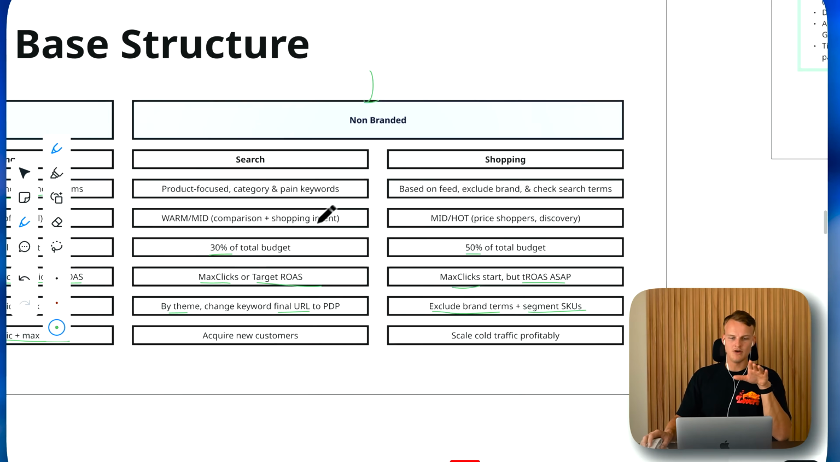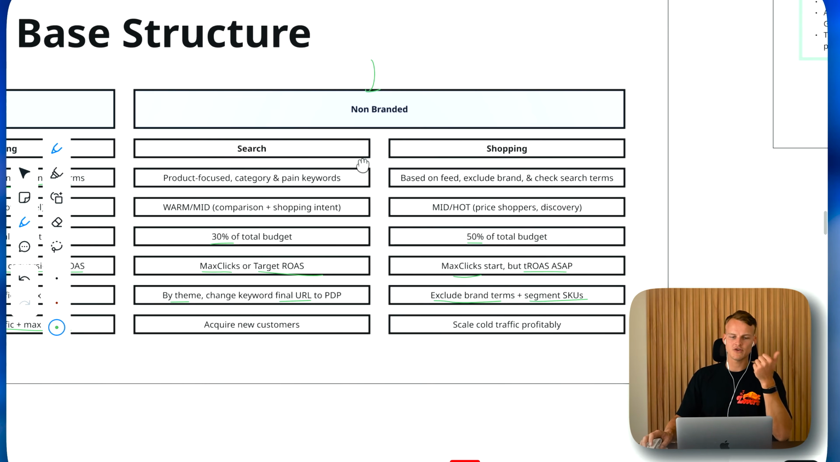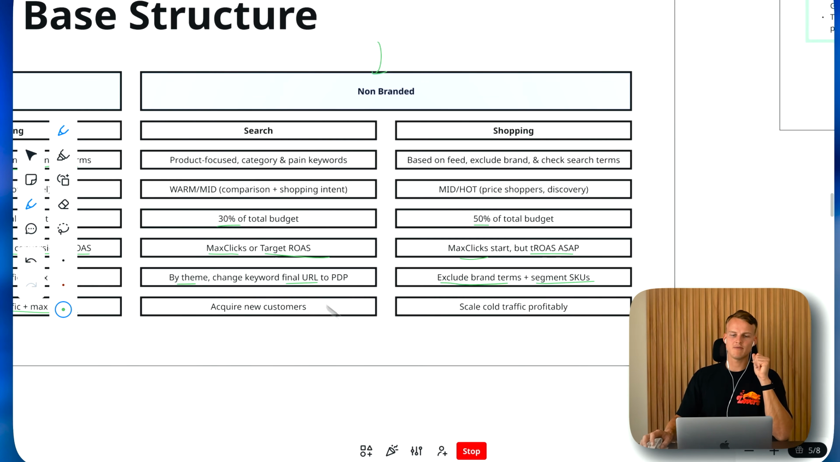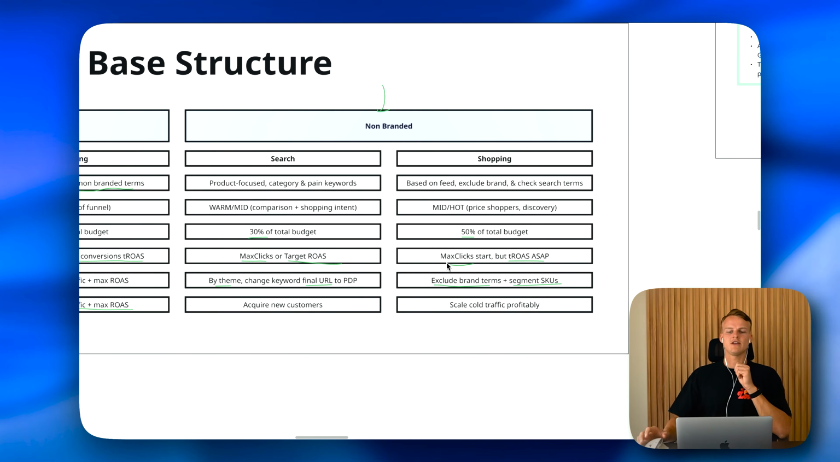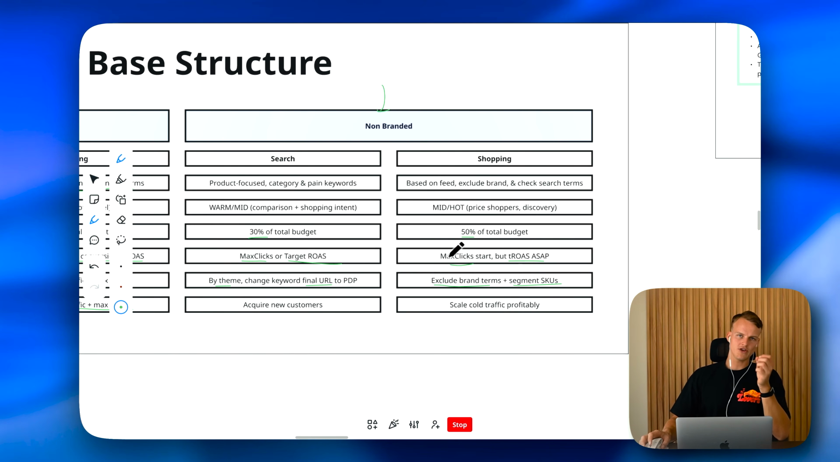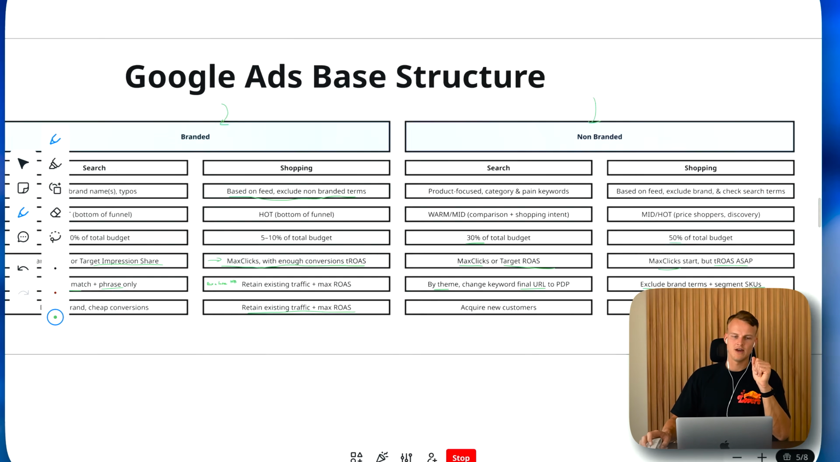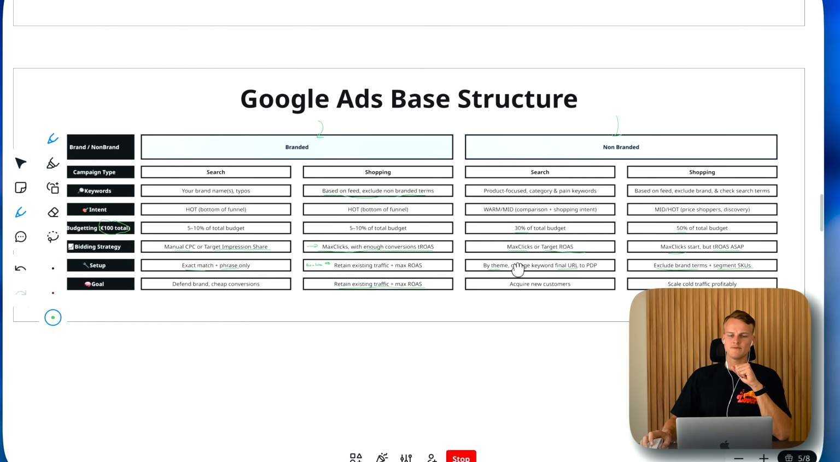And when it comes to your non-branded campaigns, we have search and shopping. Search on 30% of the budget, shopping on 50% of the budget, both on max clicks to generate as much traffic as we can, and then turning it into target ROAS as soon as possible to focus on the revenue that you get on every euro spent within the account. So that's the Google Ads base structure.